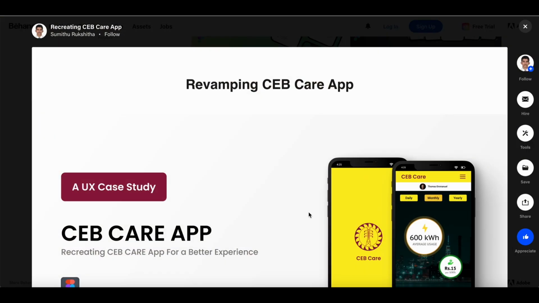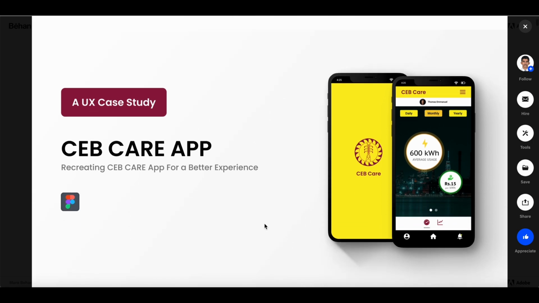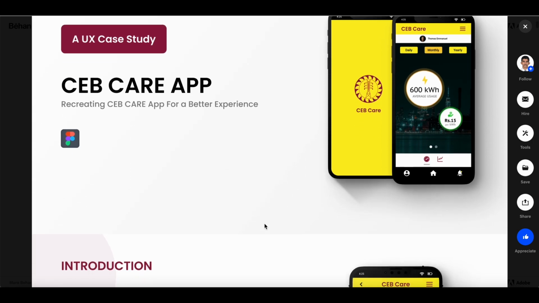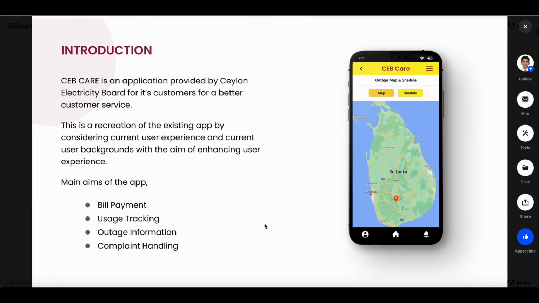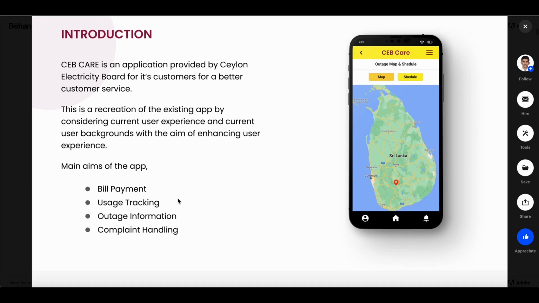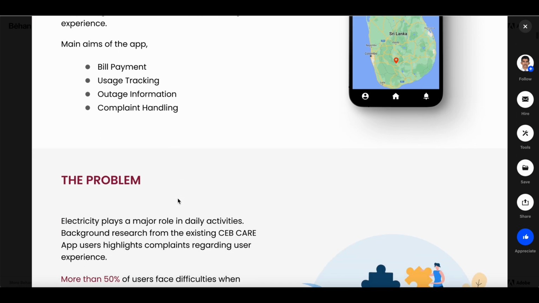This is a revamping of an existing application. The application name is CBK app. CB stands for Ceylon Electricity Board, and he has given a proper introduction about the application as well. So CBK is an application provided by Ceylon Electricity Board for its customers for better customer service, and he has mentioned the key objectives of this application: bill payment, usage tracking, outage information, complaint handling.